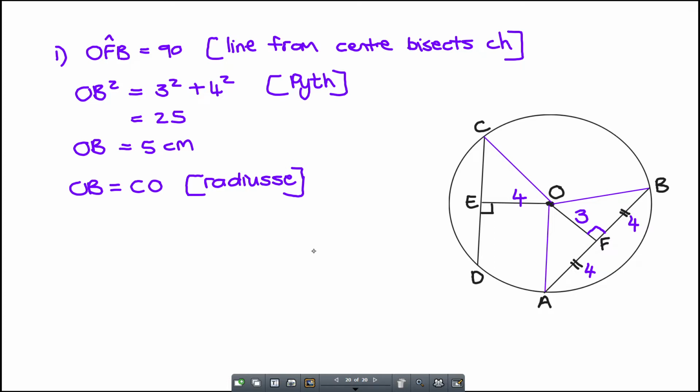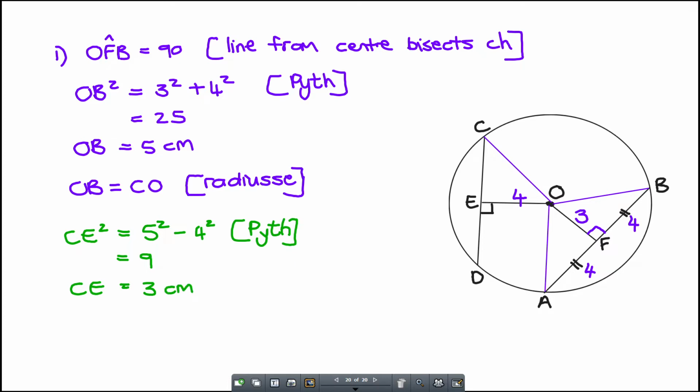Now I'm going to say, if I work in that second triangle, it means that CE squared would be 5 squared, my radius, minus daai 4 kwadraat. Again, you've got to say because of Pythagoras. Wat beteken, daai geef my 9, so CE gaan wees 3 centimeter.